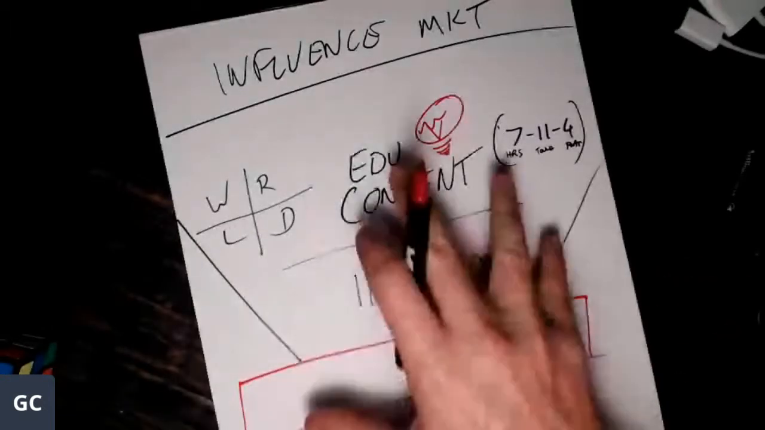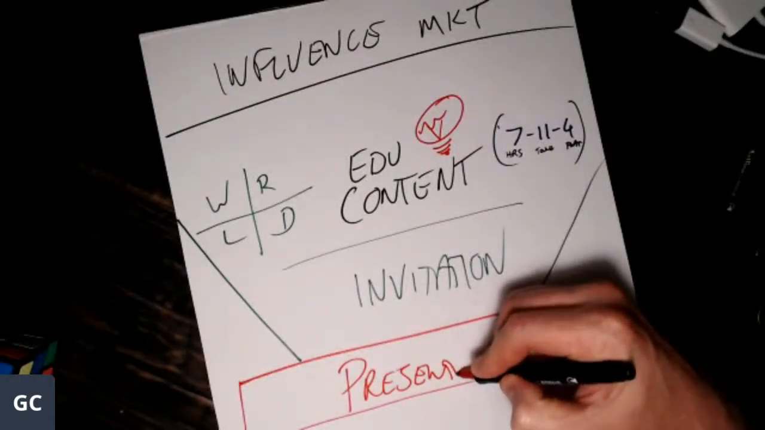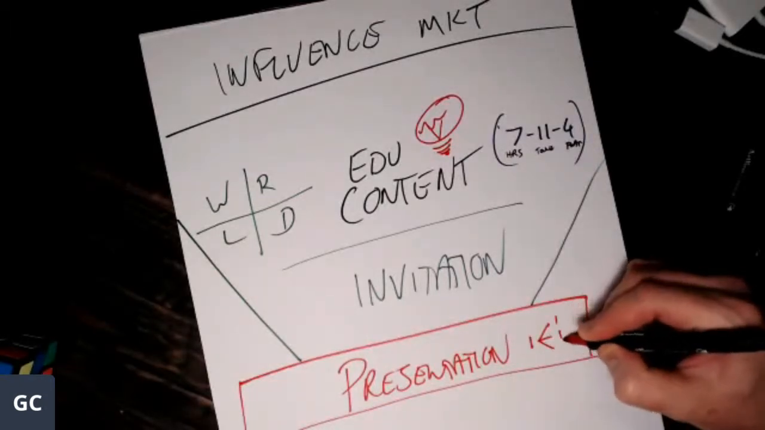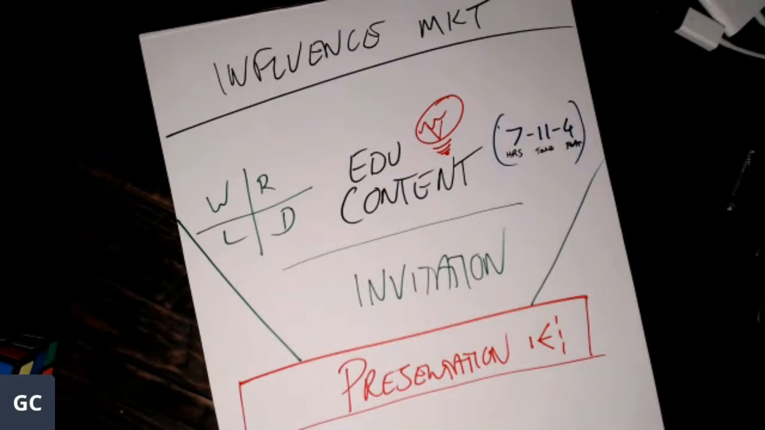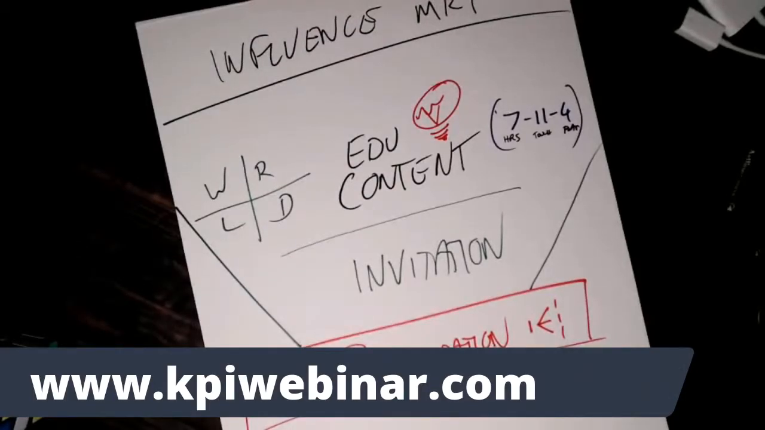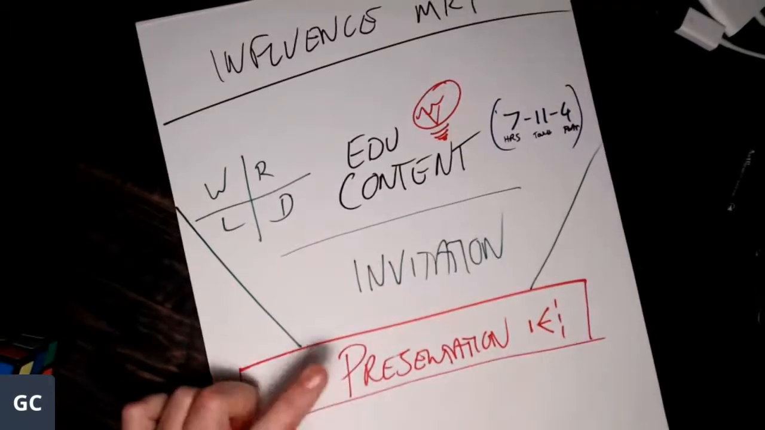So the next step in this funnel is what I call a presentation, which delivers one to many. Right? So instead of the traditional sales approach, the way we structure it is a one-to-many presentation. And we do that as a webinar. In fact, if you go to kpiwebinar.com, you'll be able to see an example of the presentation that I give.